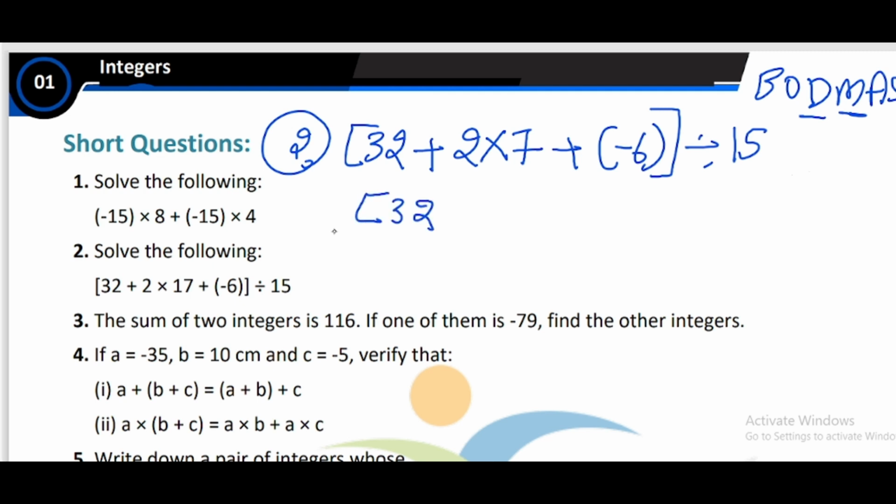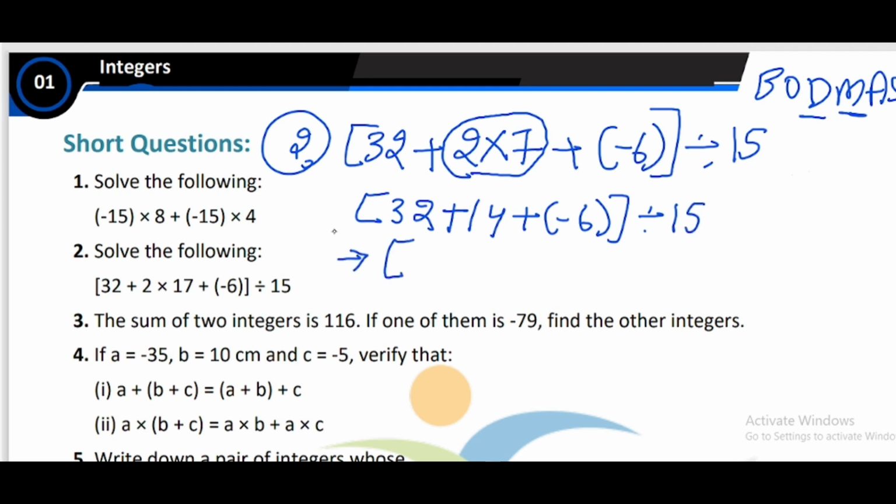32 plus, first we solve multiplication in the bracket, that is 2 into 7, that is 14. Then add with minus 6, divided by 15. Let's see. 32 add with 14, that is 46. Then add with minus 6 and divided by 15.